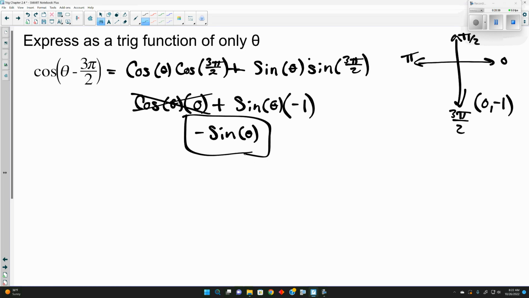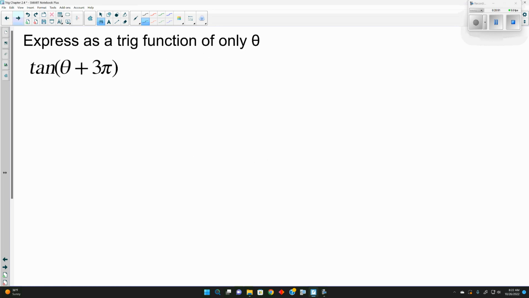Questions on this here? We're ready for another one like this. Tangent of theta plus 3 pi, express as only theta.